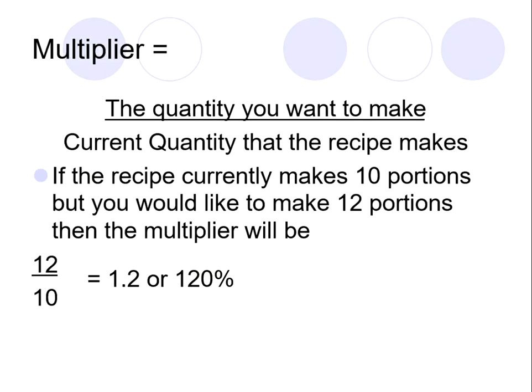So the formula that you need to use to create the multiplier, if it isn't so obvious to you, is the quantity that you'd like to make divided by the quantity that the recipe currently makes. For example, if the recipe currently makes 10 portions, but you would like to make 12 portions, what you want to make is 12, what you currently have is 10, so it's 12 divided by 10. On your calculator that gives you 1.2, and this 1.2 represents 120%, and you'd use this multiplier and multiply each of the ingredient items by 1.2.